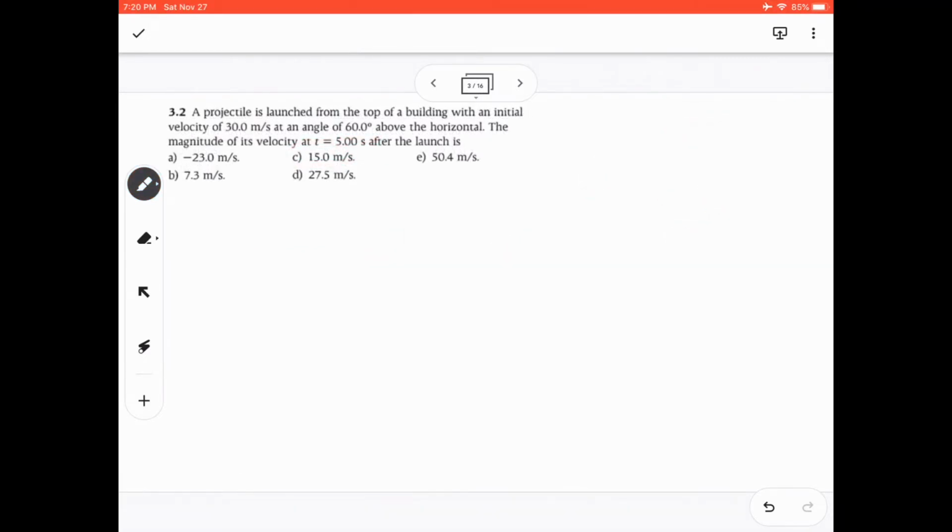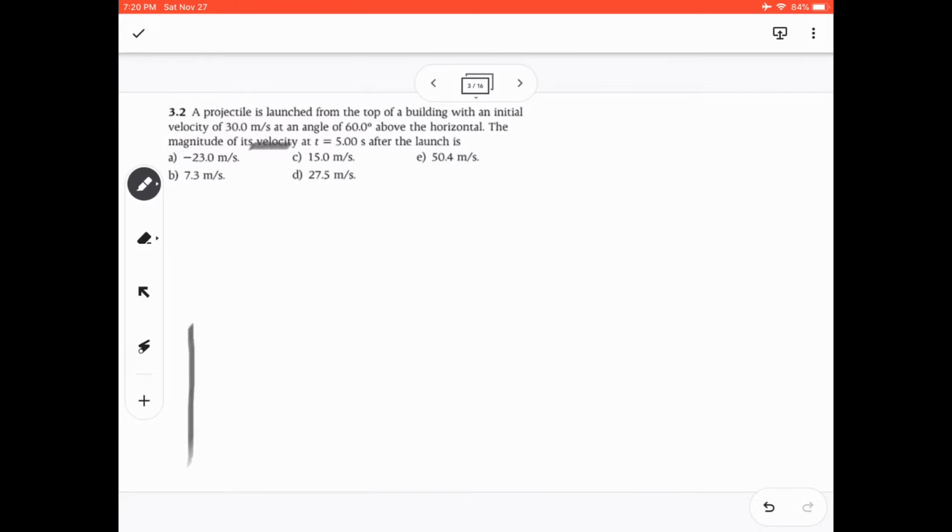Question 2. A projectile is launched from the top of a building with an initial velocity of 30 meters per second at an angle of 60 degrees above the horizontal. The magnitude of its velocity at t equals 5 seconds after the launch is... So we're looking for the V final.